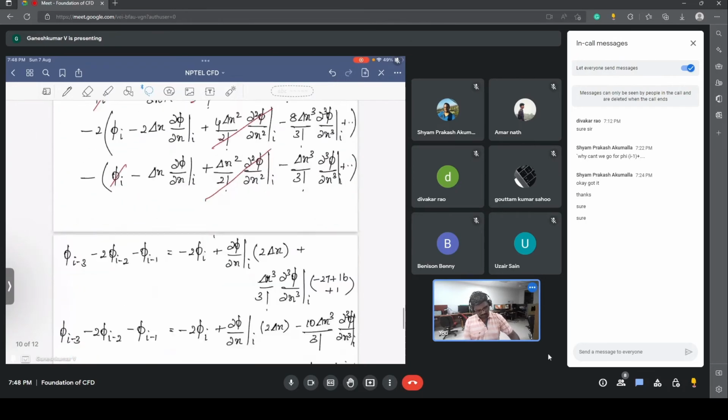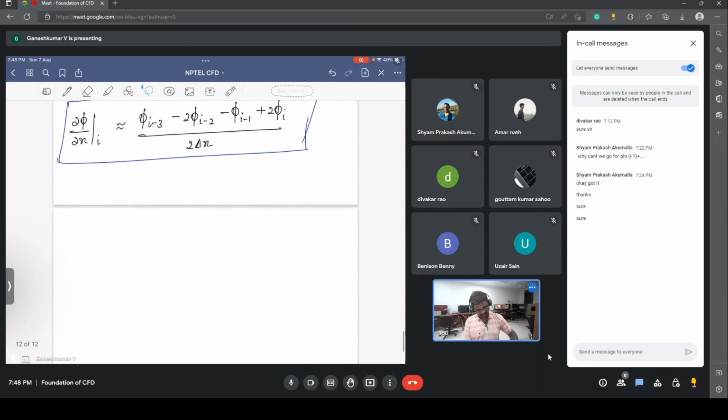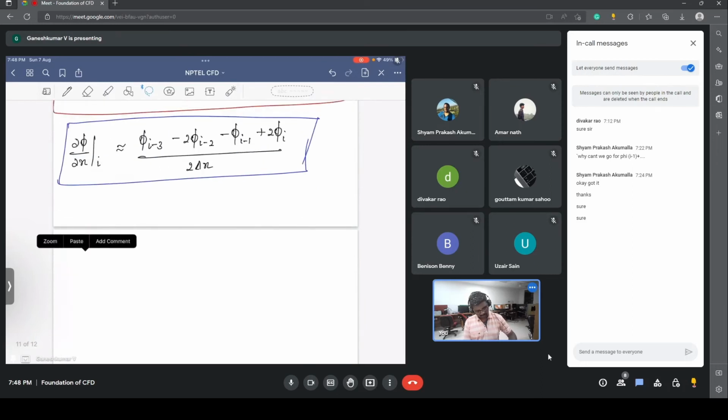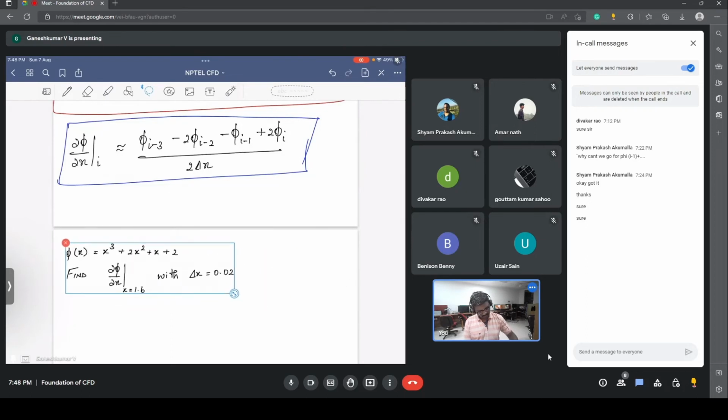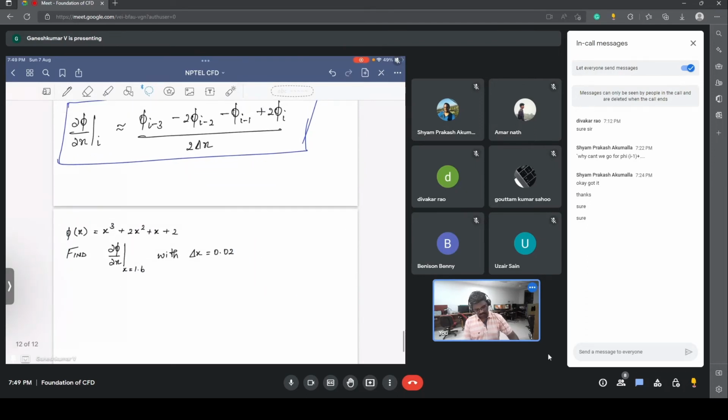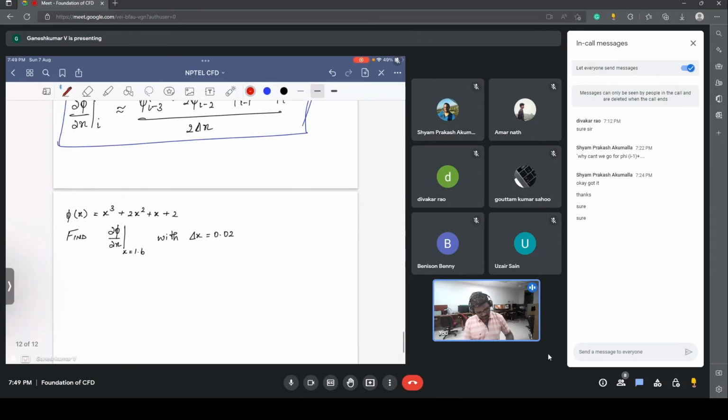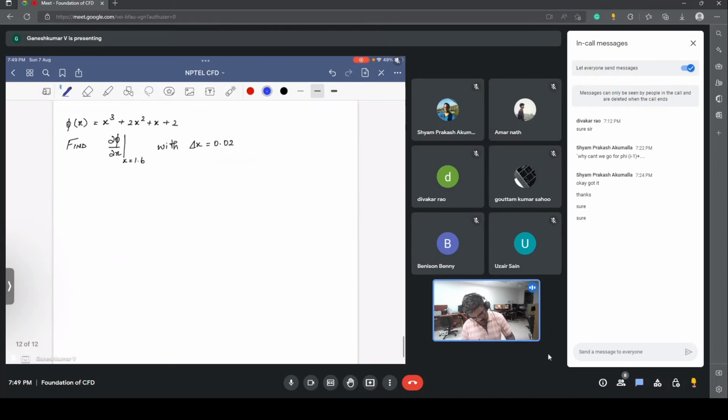Let's use this scheme to find ∂φ/∂x at i. Here i would be x_i minus 1. Let me write it down: φ of i minus... So we know that ∂φ/∂x at any i, x equal to x_i. Let's say at i, I actually replaced x equal to x_i, right?